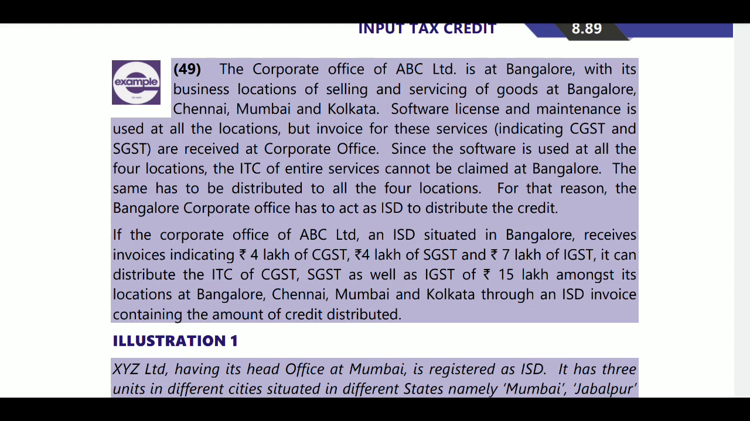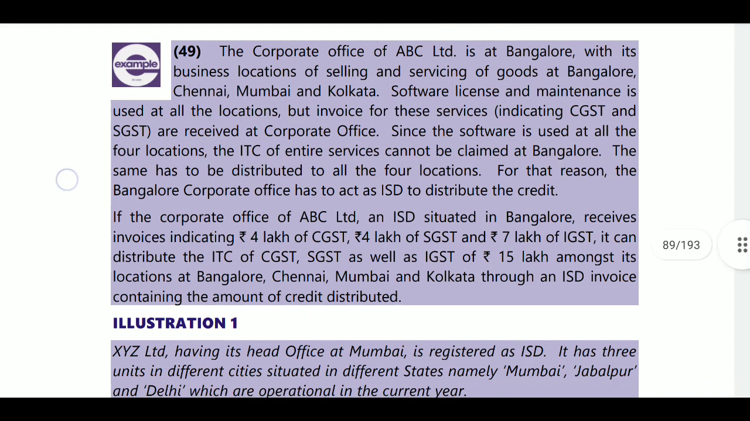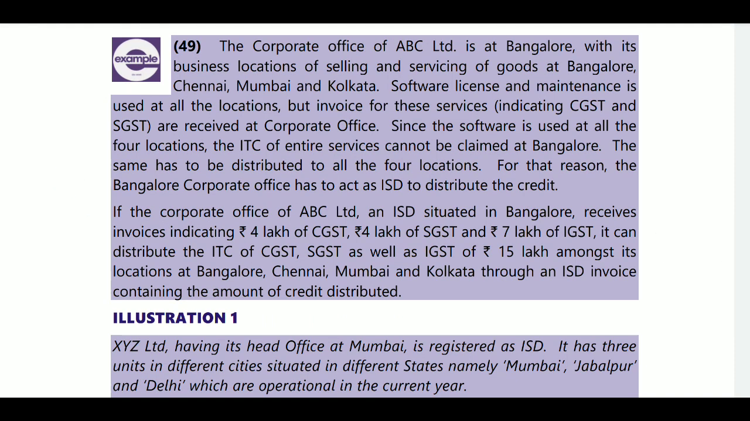Since the software is used at all the locations, the ITC of the entire services cannot be claimed at Bengaluru, which is the registered place. Next, the same has to be distributed to all the 4 locations. For that reason, the Bengaluru corporate office has to act as an ISD. Here, Bengaluru will be treated as ISD to distribute the credit.